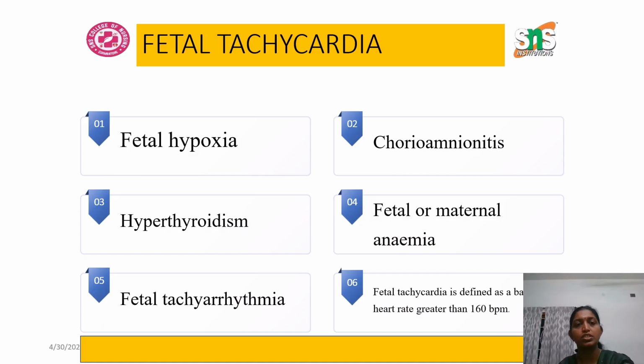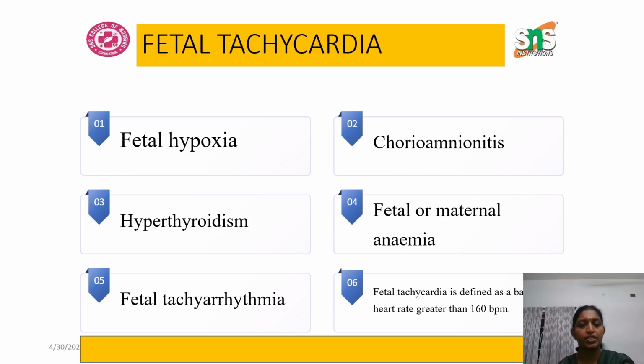Whenever the fetus doesn't get an adequate amount of oxygen supply because of some placental insufficiency, automatically there is a variation in the fetal heart rate. Second one is chorioamnionitis. It is the inflammation or infection of the amniotic cavity that is around the fetus, so it automatically has a direct influence on the fetal heart rate. Next, endocrine disorders, that is hyperthyroidism. It has a direct effect on the fetal heart rate.